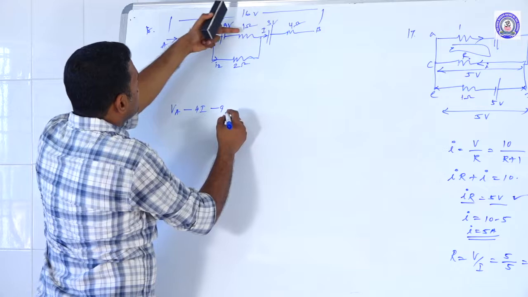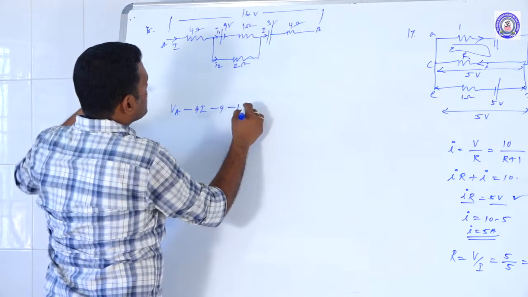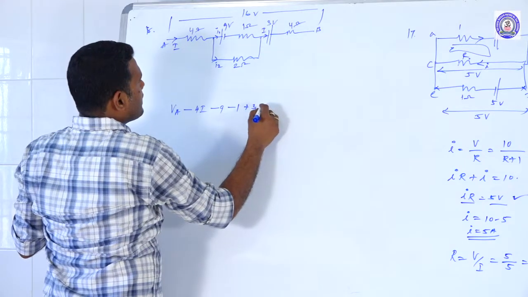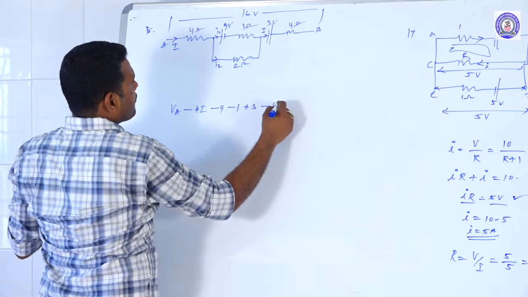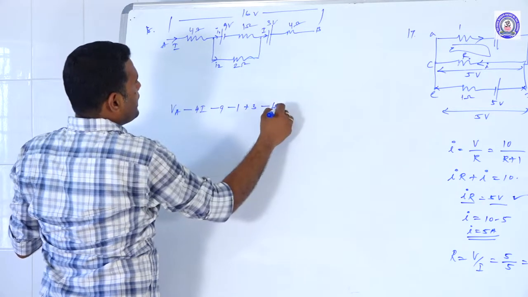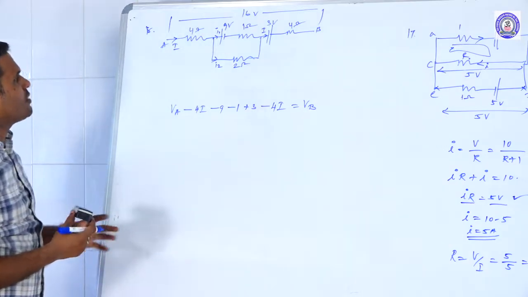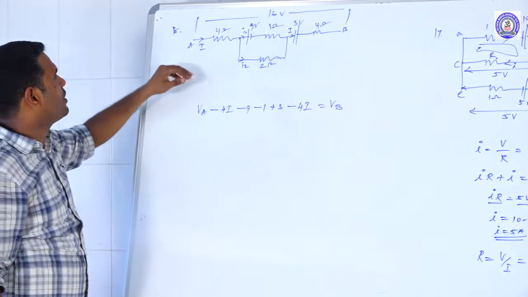Then once again, current into resistance is minus 1. Low potential to high potential, so positive 3. Then once again, along the direction of flow of current, I take the product of current and resistance, so 4 into I. This is equal to VB. This is important. This is how the expression must be brought out.